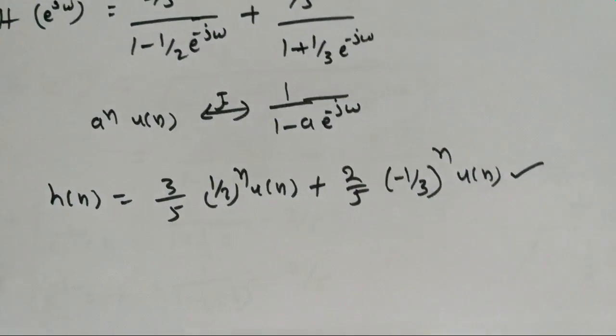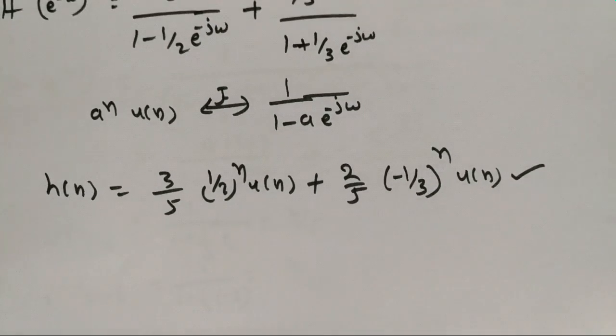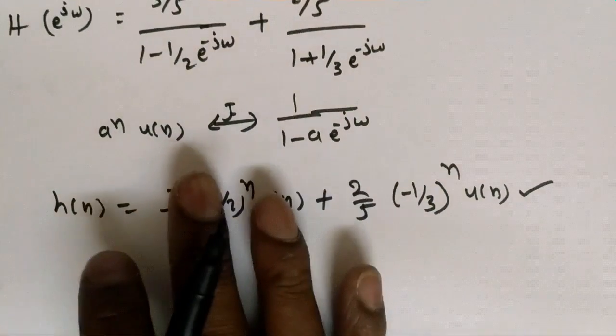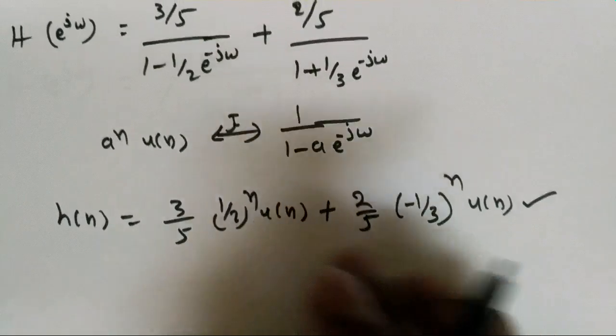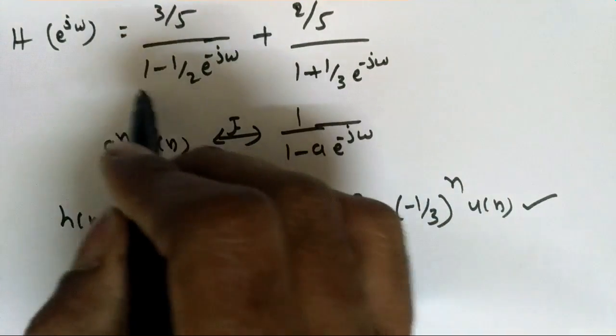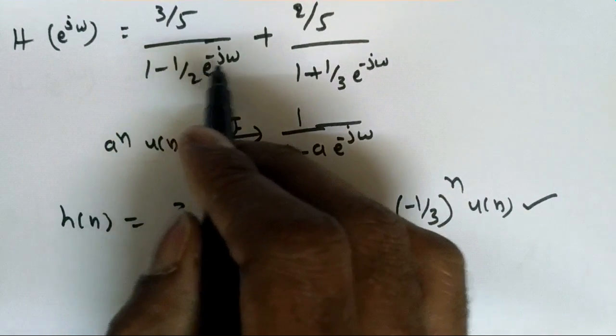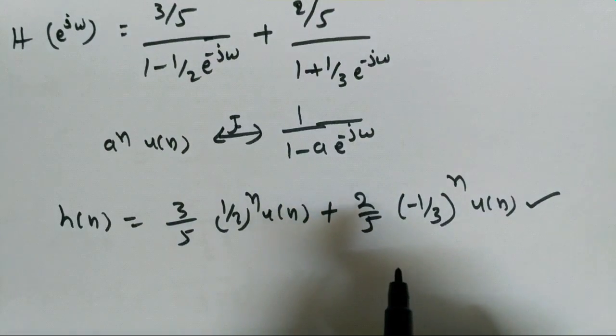So this is the inverse Fourier transform of the given difference equation. So always remember, for any difference equation given, we always need to try to bring it into the form 1 minus a into e power minus j omega, right?